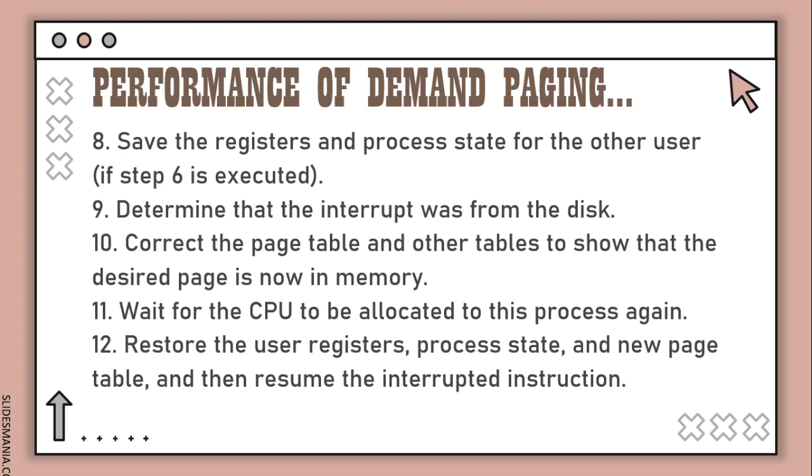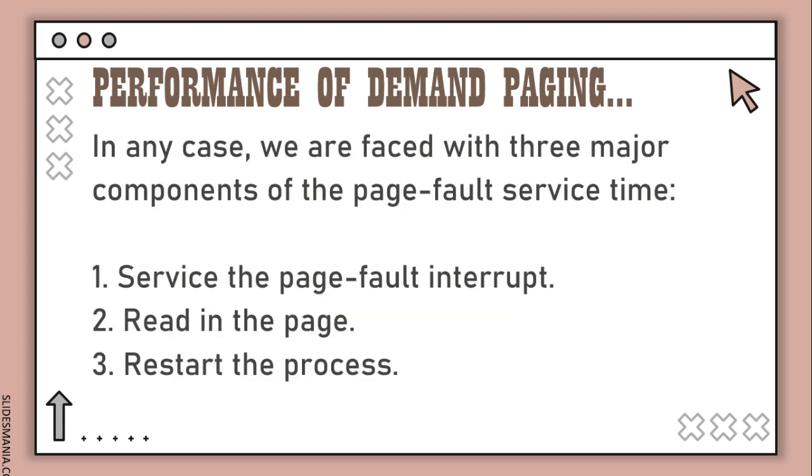Not all these steps are necessary in every case. For example, we are assuming that in step 6, the CPU is allocated to another process while the input-output occurs. This arrangement allows multiprogramming to maintain CPU utilization but requires additional time to resume the page fault service routine when the input-output transfer is complete. In any case, we are faced with three major components of the page fault service time: first, service the page fault interrupt; second, read in the page; and third, restart the process. Those are the three major components of the page fault service time.